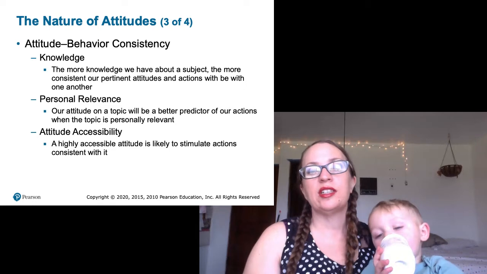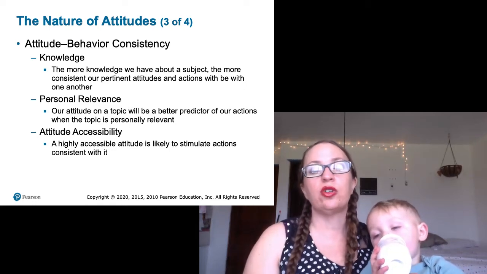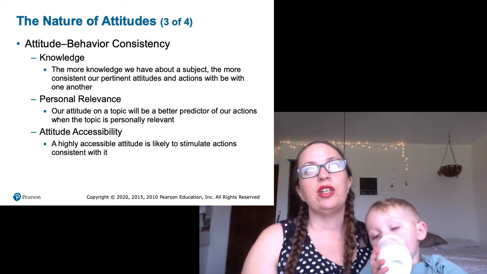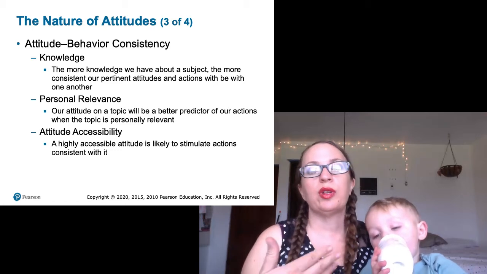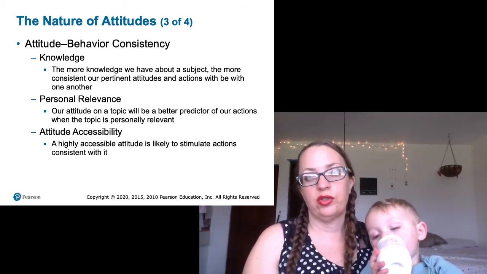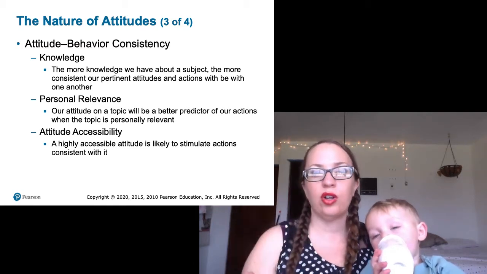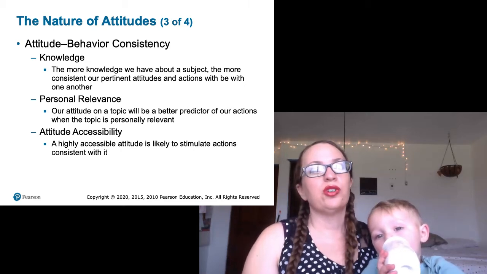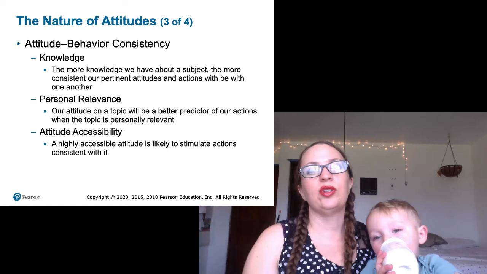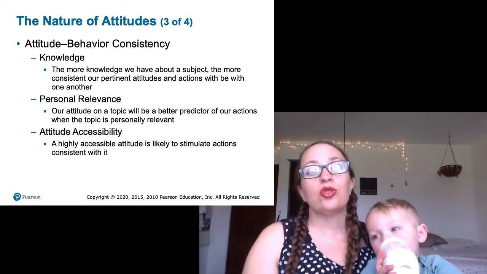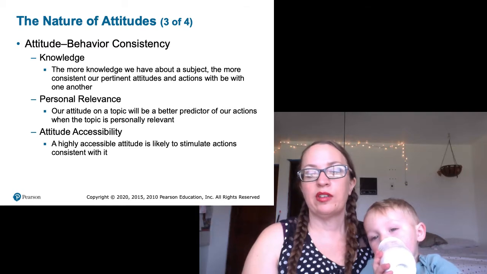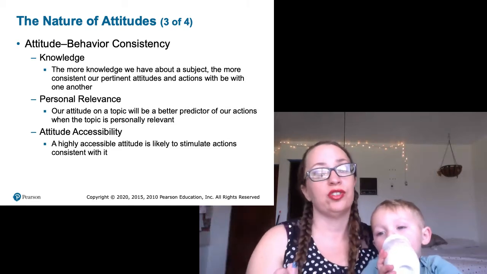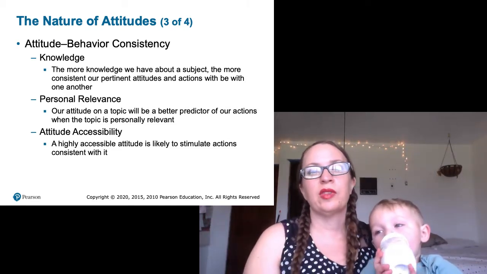And then attitude accessibility. Attitudes that come to mind quickly and are more accessible are more likely to predict behavior. For example, the speed with which someone can tell you who he or she plans to vote for is a good predictor of how they will actually vote. So how quickly can you call those attitudes to mind? It's similar to personal relevance. The more personally relevant something is, usually the more attitude accessibility there is. Basically, do you spend a lot of time thinking about this? If someone brought it up in conversation, could you quickly delve into it and bring out facts and information, which is the knowledge part? So you can see how this all kind of blends together.